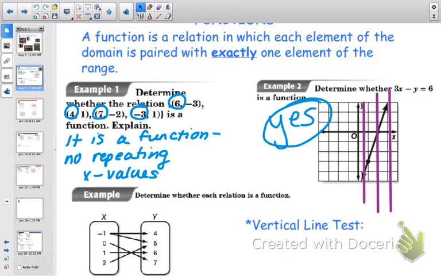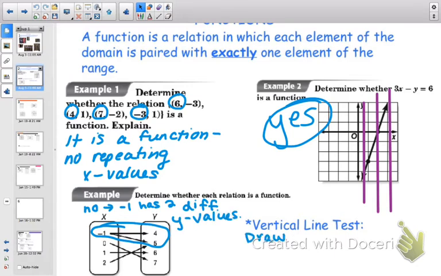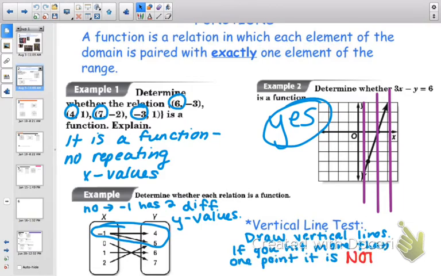Now let's look at the third example, the mapping diagram. -1 goes to 4 and 5. If we plotted those 2 points, it would fail the vertical line test. And remember, each x needs a distinct y. We cannot have two y's for the same x. So this is not a function. So again, let's define the vertical line test. If we draw vertical lines, we can only hit 1 point. So if we hit more than 1 point, it is not a function.